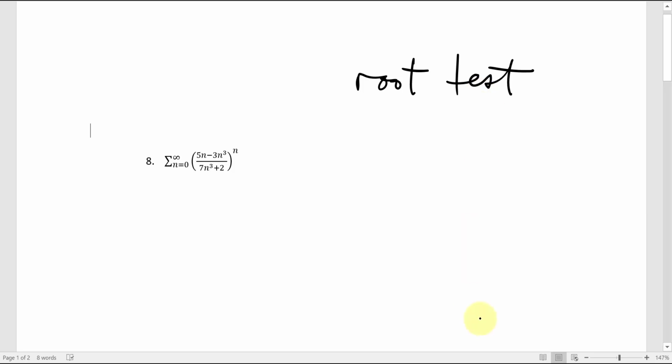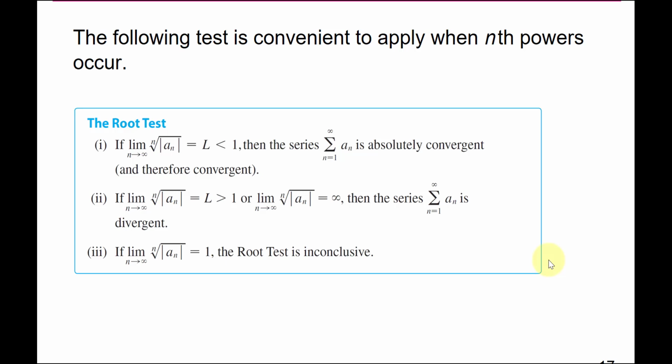Let me go to the actual statement of the root test. So here's a formal statement of the root test. If the nth root of the absolute value of the nth term is some limit that exists that is less than 1, then the series itself is absolutely convergent, which means that it's convergent. Absolutely convergent meaning that it converges when you take the absolute value of all the terms. But if that's the case, it will converge in its original form. So you don't necessarily have to write this. You can just say it's convergent.